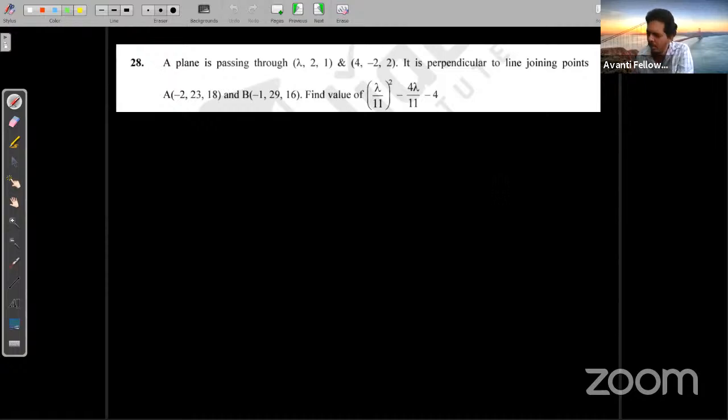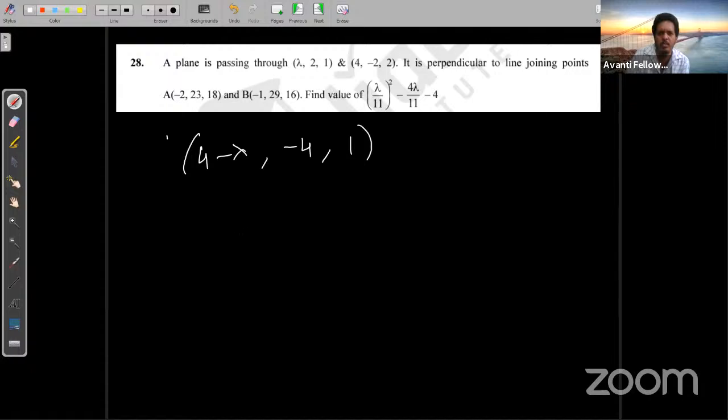Okay, what is the next question he has given to us? A plane is passing through these 2 points and it is perpendicular to the line joining. Passing through 2 points means you can form a vector with these 2 points, right? Tell me, what is the vector? 4 minus lambda, minus 2 is minus 4, and 2 minus 1 is 1.